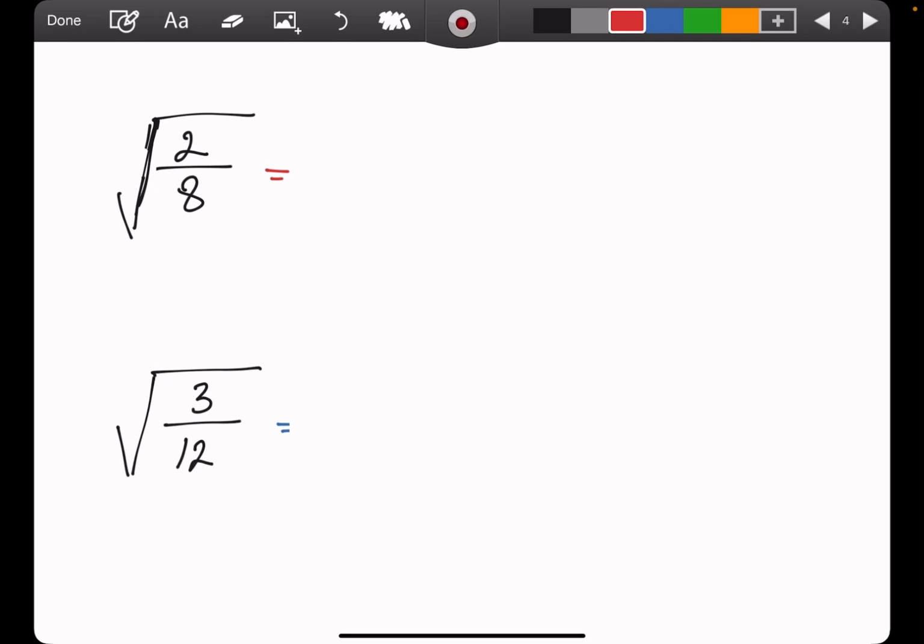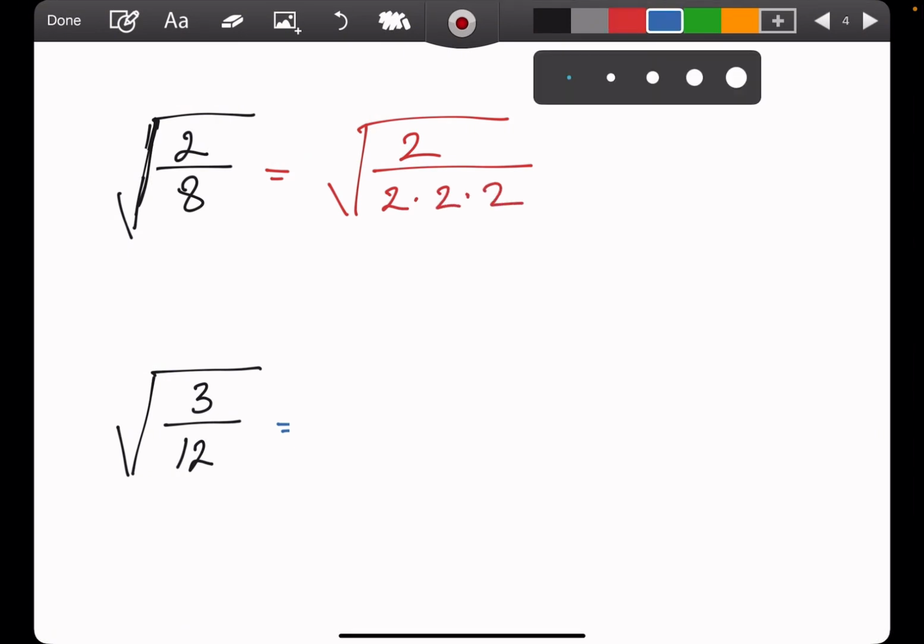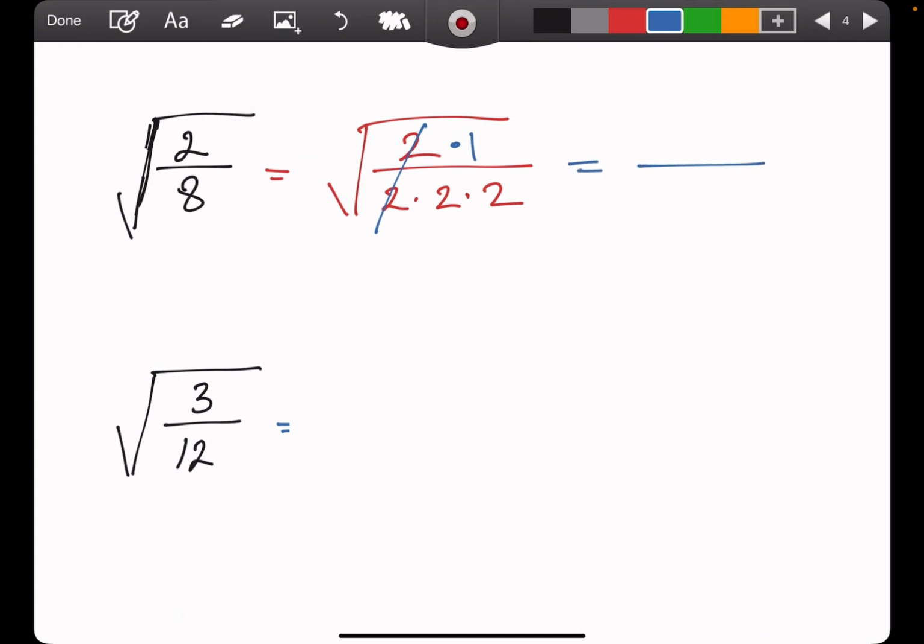Let's go to the next one now. Let's break this down. 2 on top, and the bottom we watch 2 times 2 times 2, right? Yes. Now let's simplify first. And technically there's 1 left on top. Now let's check. This goes out as what? 2. And what is radical 1? What is square root of 1? It's just 1.